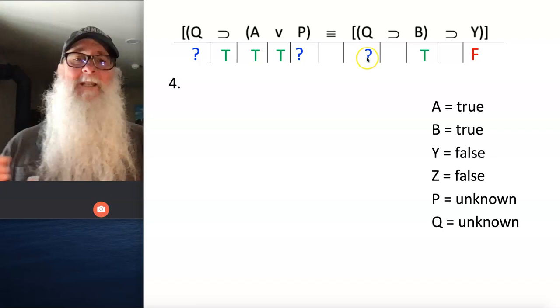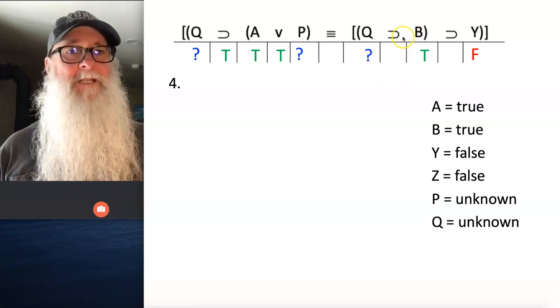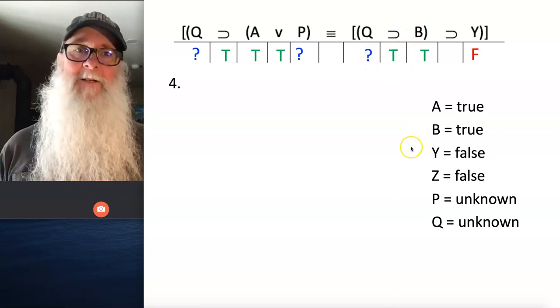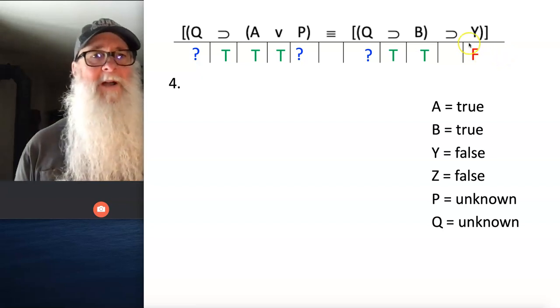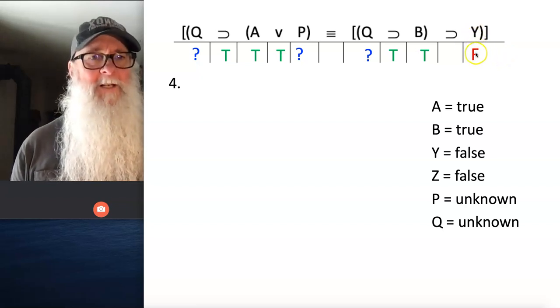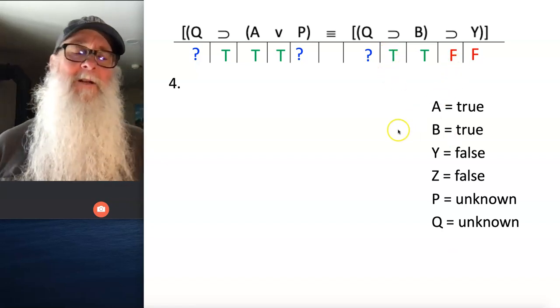Now we come over here, and again, we don't know what Q is, but we do know that B is true, and that's enough to tell us that that horseshoe is true, and we know that Y is false. So if the right side of the horseshoe is false and the left side of the horseshoe is true, that tells us that horseshoe is false.